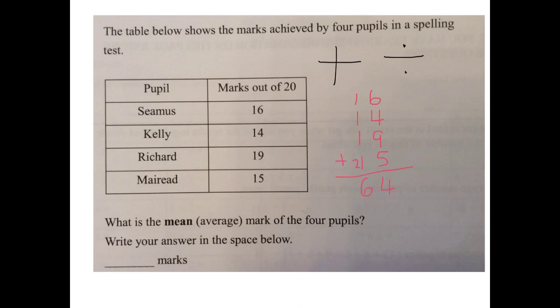And our final step is to take the 64 and divide by how many people there were, which is 4. 4 into 6 goes once, 2 left over. 4 into 24 is 6. So our mean, which is our average, and our answer is 16.